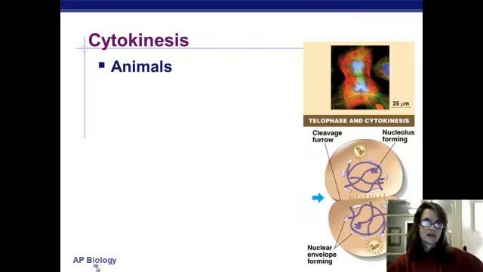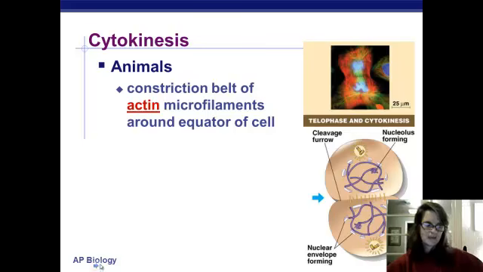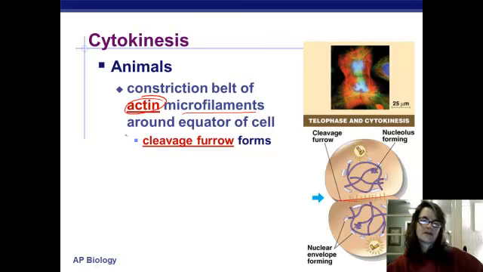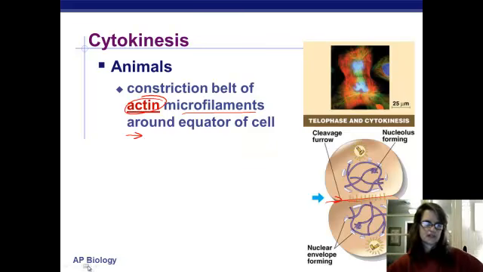During cytokinesis in animals, the actin microfilaments are going to be responsible. Remember, this is microfilaments, not microtubules. They are going to constrict, almost like somebody has a belt around the middle of a balloon, and we're just going to constrict this thing until it pinches inward. Oh, by the way, that's called a cleavage furrow, if you should ever see that written anywhere.